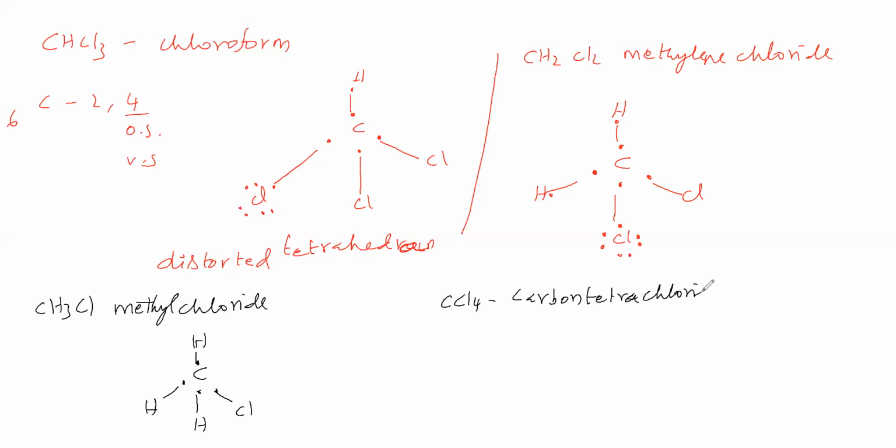Carbon tetrachloride, CCl4. Here the central atom is carbon. It is surrounded by 4 chlorine atoms, so 4 bonds are possible. This is a perfect tetrahedron, we can say, because the surrounding atoms are similar. It is also obeying the octet rule, because the valence shell of carbon is having 8 electrons because of 4 bonds.